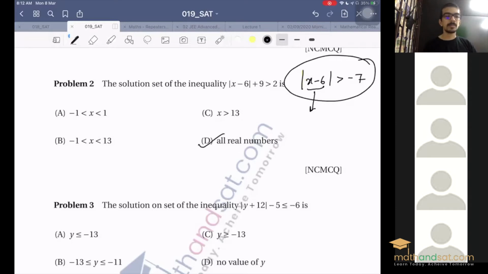Does that make sense? This is slightly tricky because there's nothing to do in this case. You just have to observe that when somebody is telling you that modulus of x minus 6 is greater than minus 7, it is true for all real numbers. Got it?